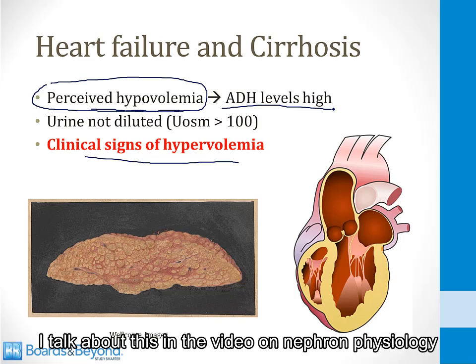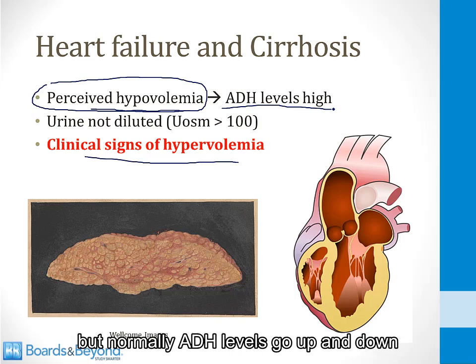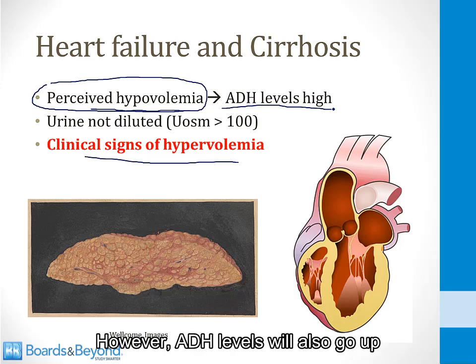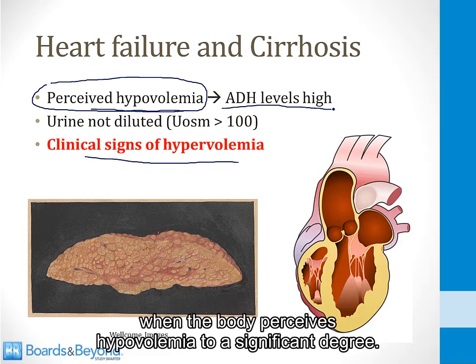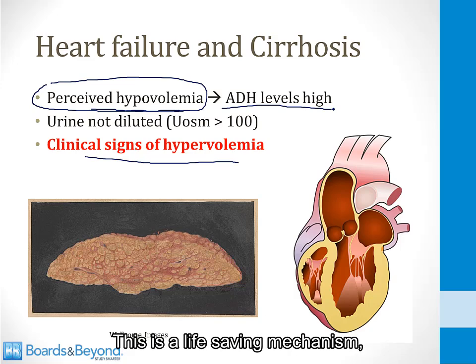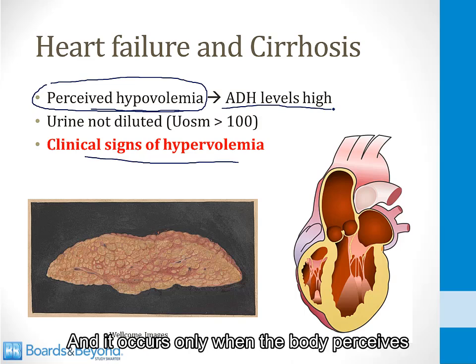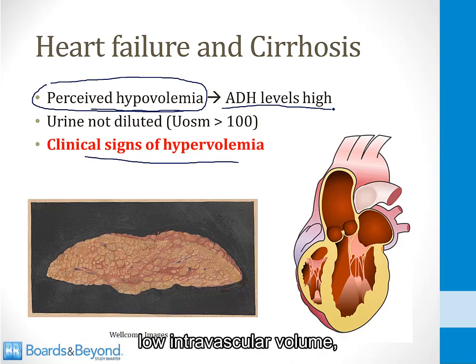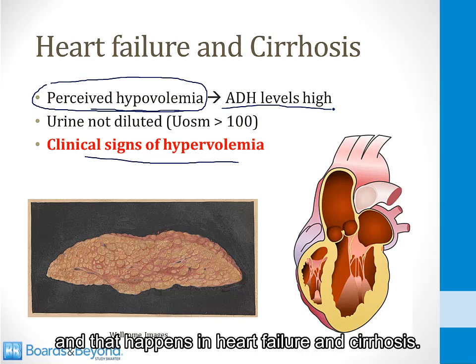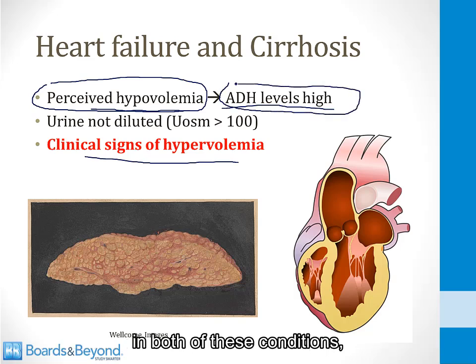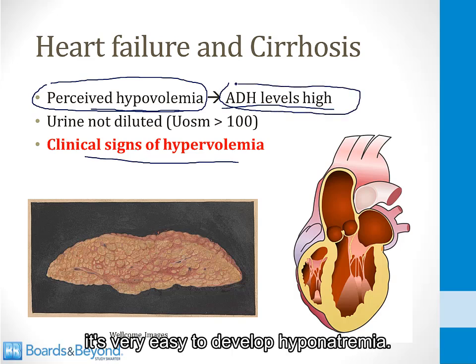I talk about this in the video on nephron physiology, but normally ADH levels go up and down based on the serum osmolarity. However, ADH levels will also go up when the body perceives hypovolemia to a significant degree. This is a life-saving mechanism. It's called the non-osmotic release of ADH, and it occurs only when the body perceives low intravascular volume, and that happens in heart failure and cirrhosis. So because ADH levels are going to always be high in both of these conditions, it's very easy to develop hyponatremia.